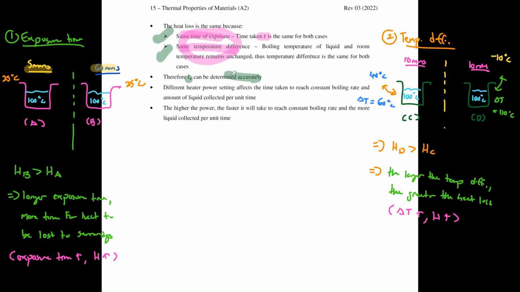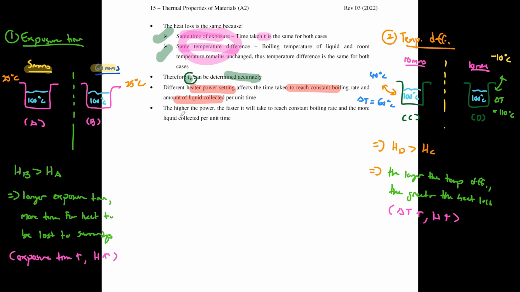Now, doing it this way will allow you to determine an accurate value of your latent heat of vaporization. This is not going to be an overestimation or an underestimation. Now, if there's anything that you need to know about using different power settings, it will only affect the time taken to reach constant boiling rate as well as the amount of liquid collected per unit time.